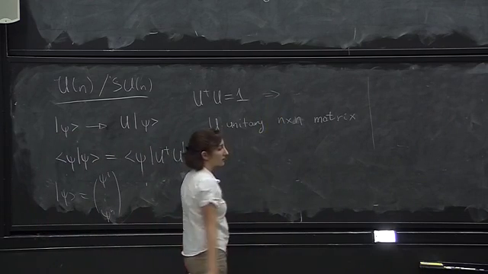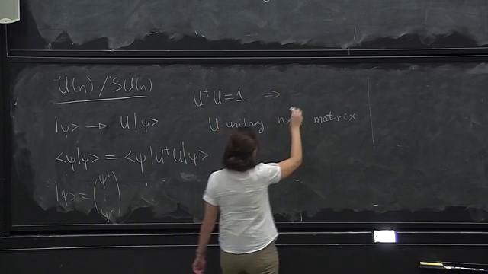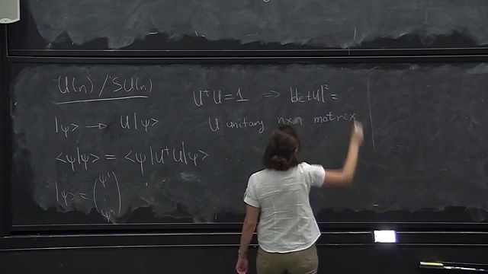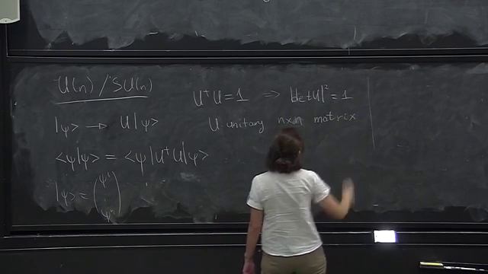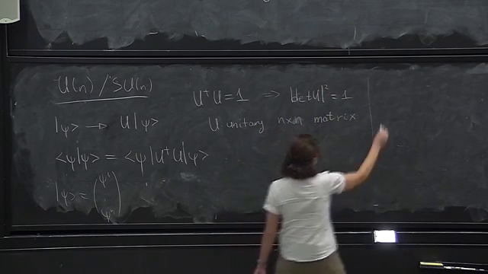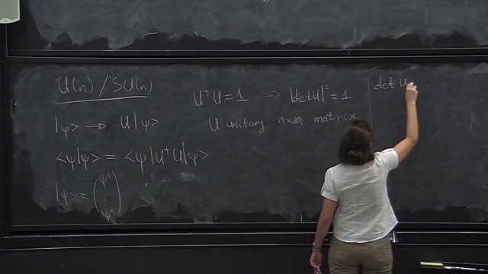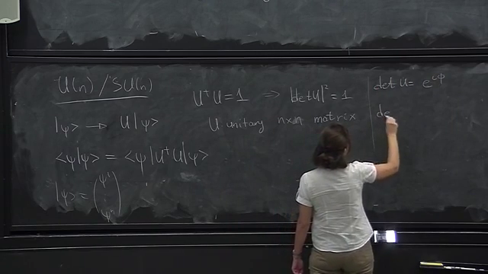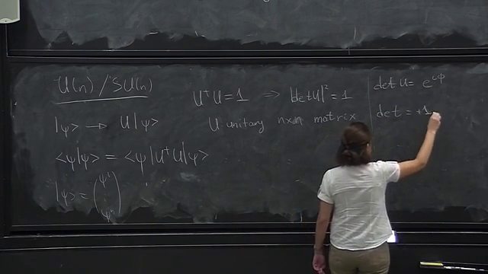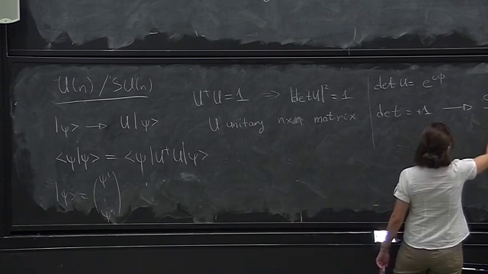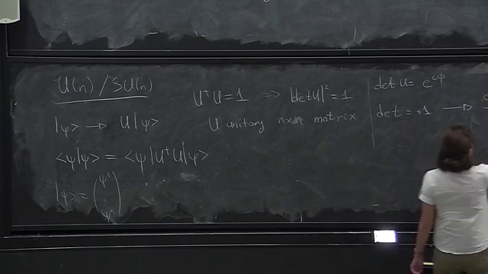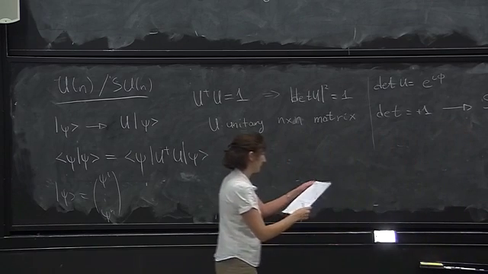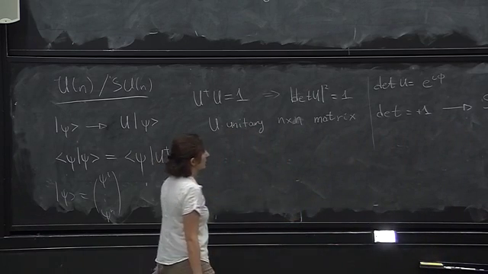Since we are talking about complex matrices now, this relation means that the norm of the determinant is 1. Or in other words, the determinant of U is just some phase. If we choose the determinant to be +1, then we have the special group SUN.